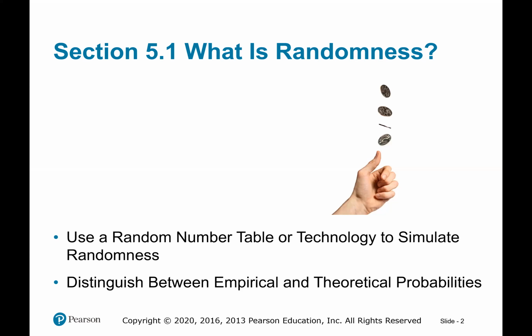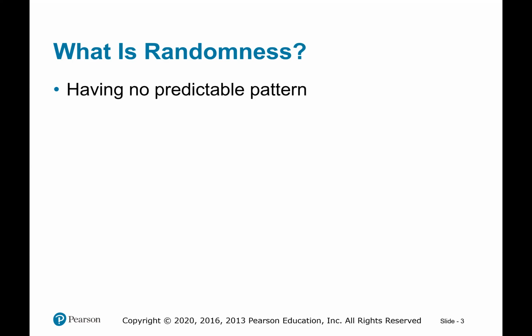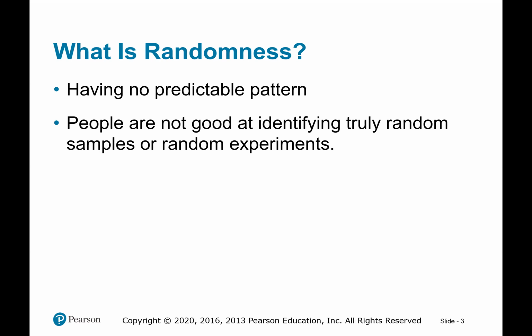And then we distinguish between empirical and theoretical probabilities. Okay, so let's see what randomness is. Randomness is having no predictable pattern, and people are not good at identifying truly random samples or random experiments.